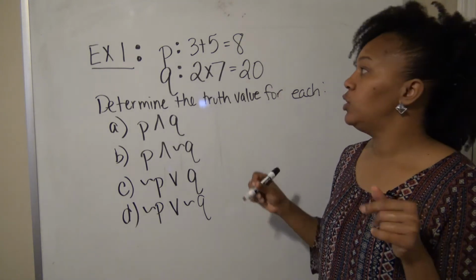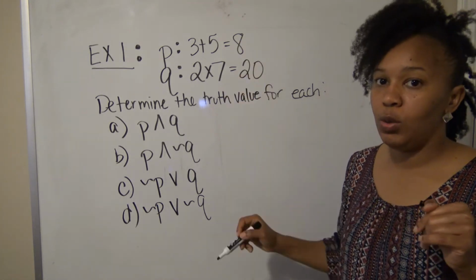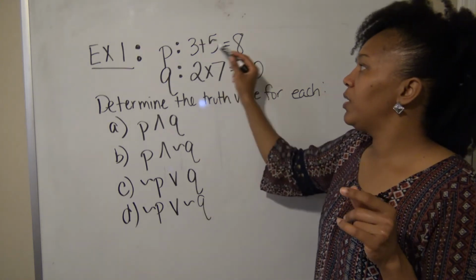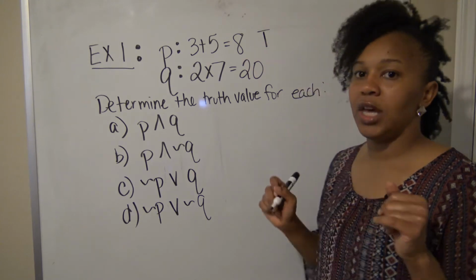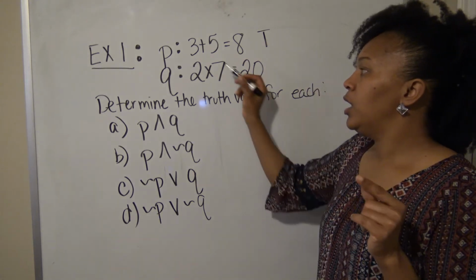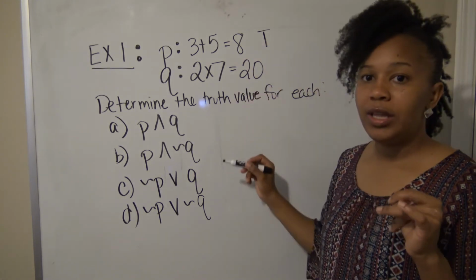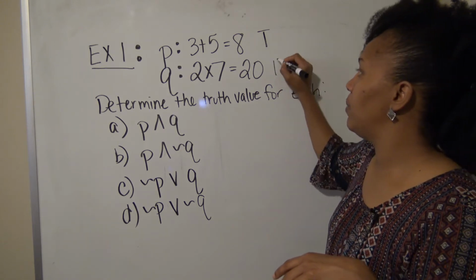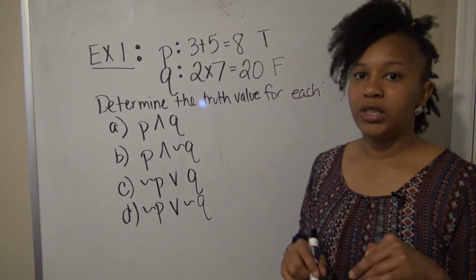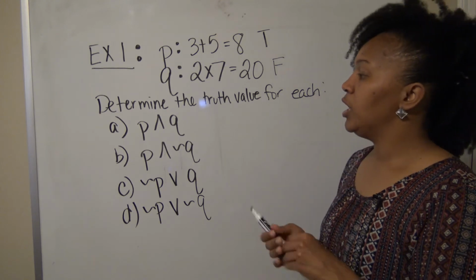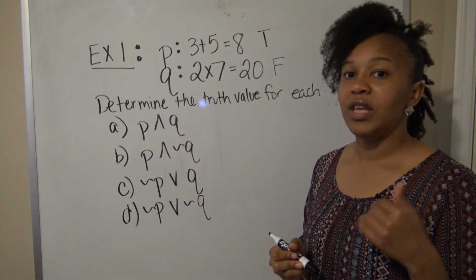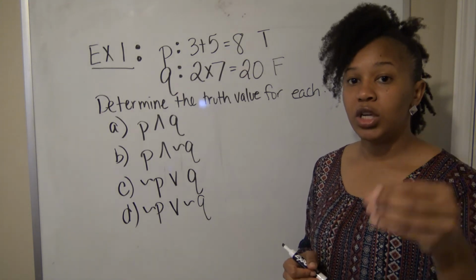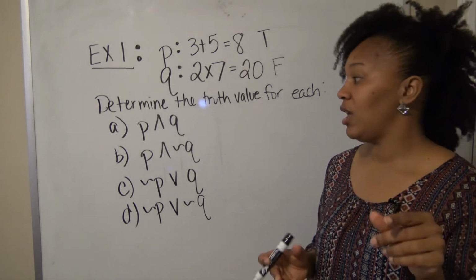So the first thing we need to do is determine whether P and Q are true or false. 3 plus 5 equals 8. That is a true statement, so P is true. Alrighty. 2 times 7 equals 20. That is not true. That's a false statement because 2 times 7 is 14. So Q is false. Okay, so we want to know whether P and Q is true or false. That's a conjunction. Remember, conjunctions are true when both statements are true.